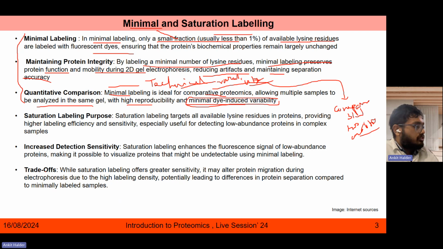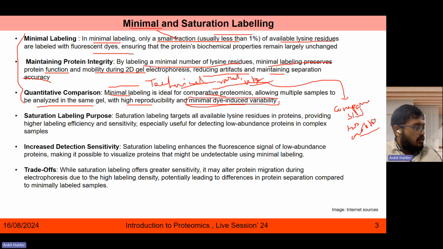Now, for sensitivity detection, saturation labeling enhances the fluorescence signal of low abundance proteins, making it possible to visualize proteins that might be undetectable using minimal labeling.